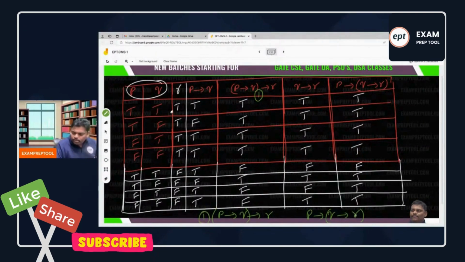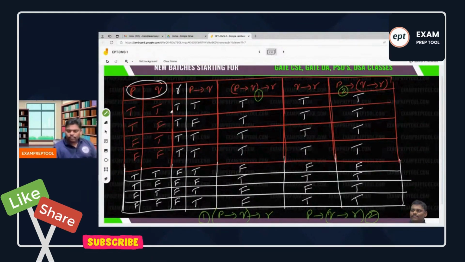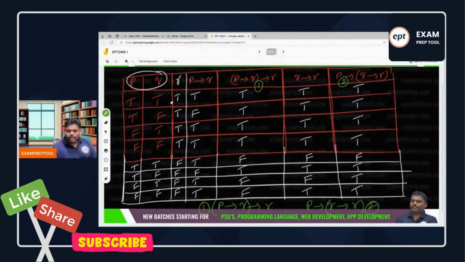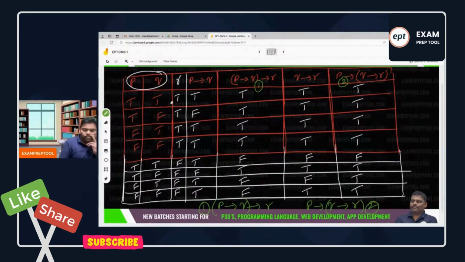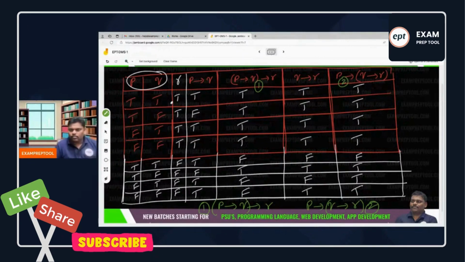This is number one. This is number two. Are they the same? Verify. Please verify, are they the same? If any combination is missing, let me know. Check one time. In which place do they fail? See this.